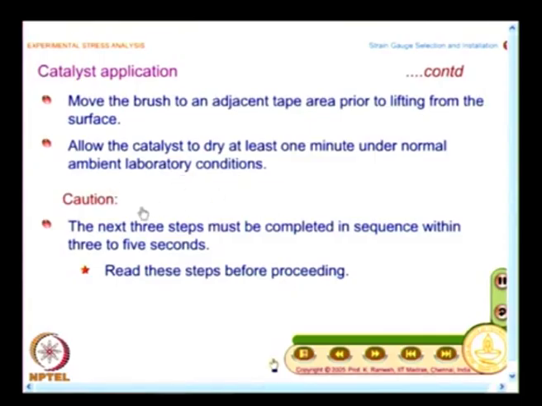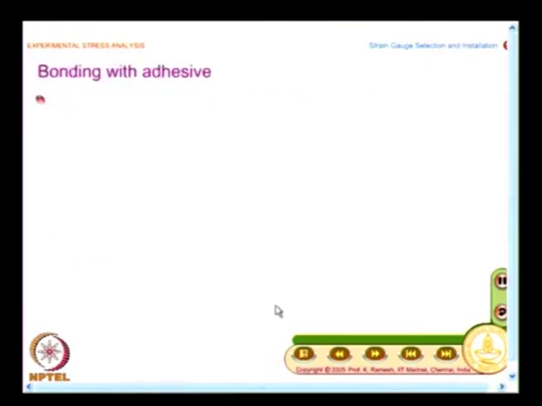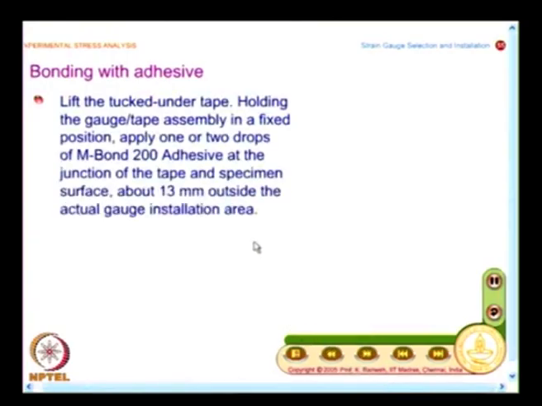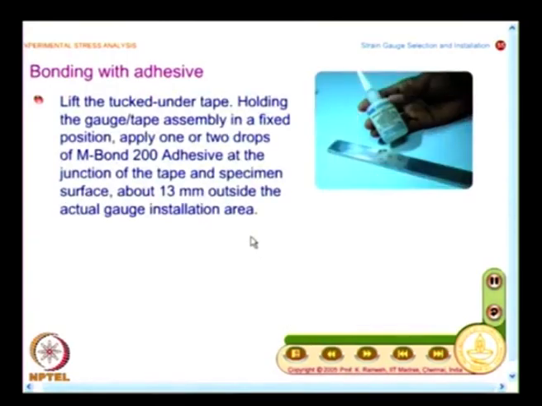And what is the caution here? I am going to bond the strain gauge. The next 3 steps must be completed in sequence within 3 to 5 seconds. So, you need to read these steps before proceeding. So, you need to have a mental picture of what way you will have to go about it and execute it as quickly as possible.